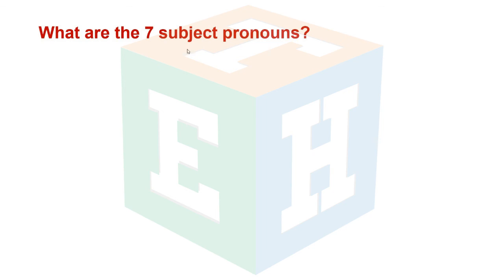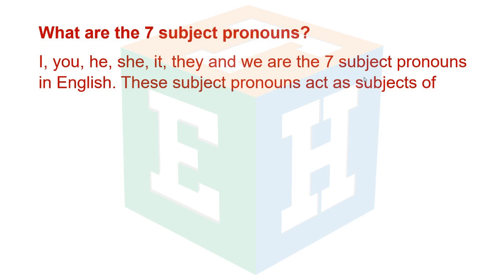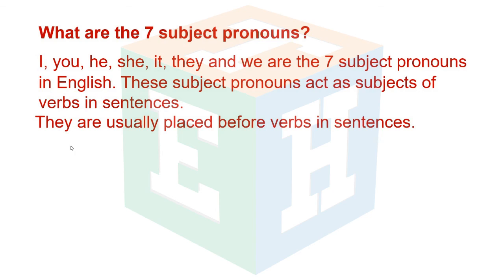What are the 7 subject pronouns? I, you, he, she, it, they, and we are the 7 subject pronouns in English. These subject pronouns act as subjects of verbs in sentences. They are usually placed before verbs in sentences.